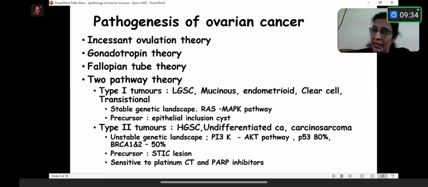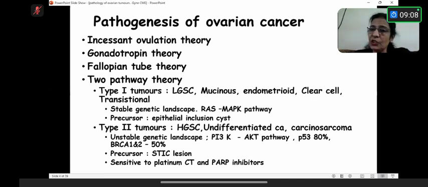These tumors are high grade and have an unstable landscape. Nearly 4/5 of them, 80%, show a P53 mutation, and these are the ones which are associated with BRCA1 and 2 abnormalities. So these are the ones which will be showing the germline mutations, as we have seen in the charts, and germline mutation testing should be advised to the family of these patients.